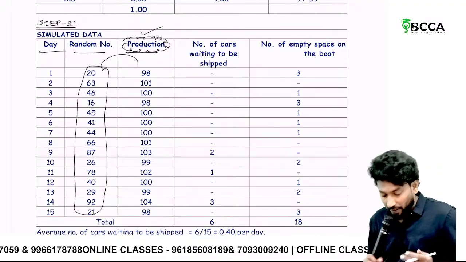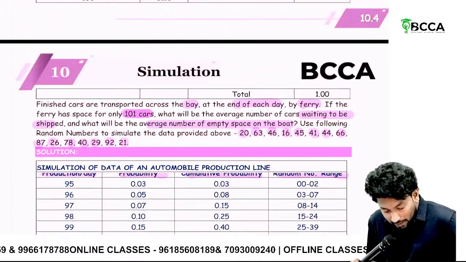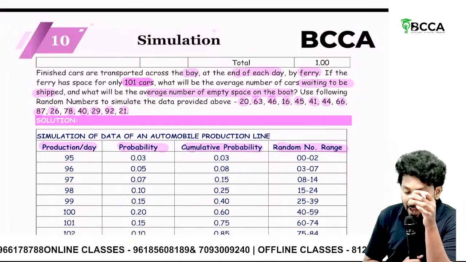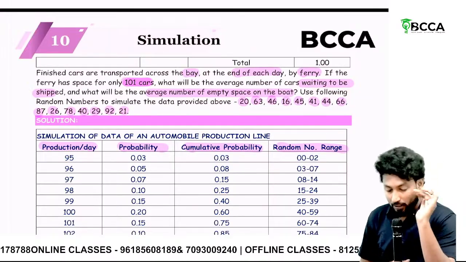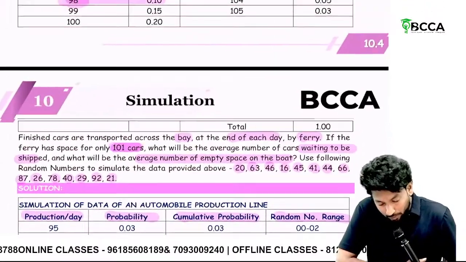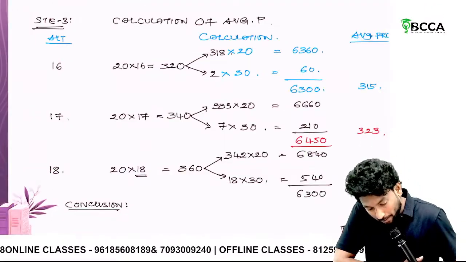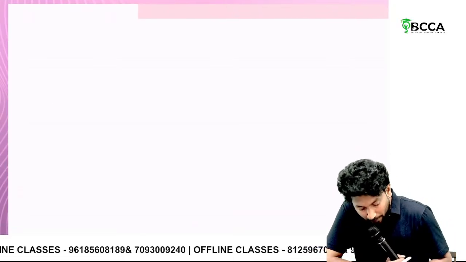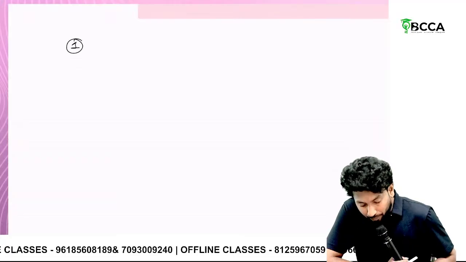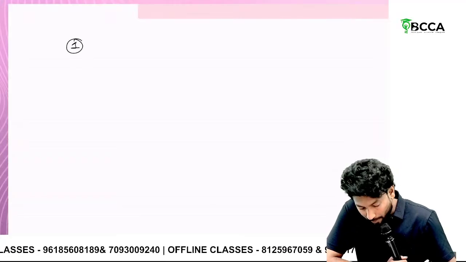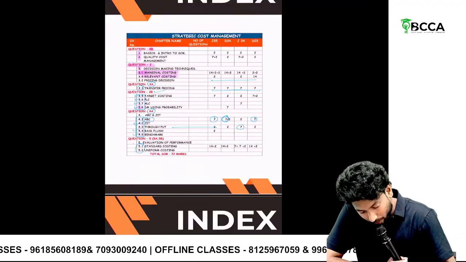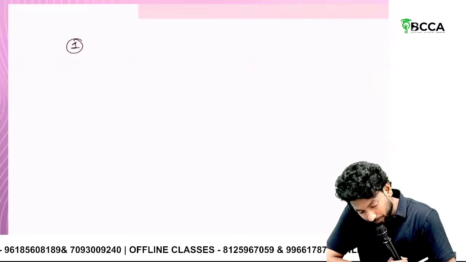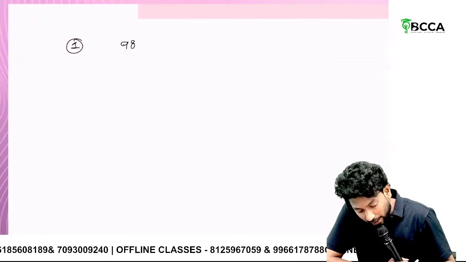Okay, done. Next, see. What are they asking in the question, sir? We need to calculate the number of cars waiting to be shipped and the average empty space in the boat, right? Say, for example, on the first day, how much production was done? 98. So units produced are 98, sir.